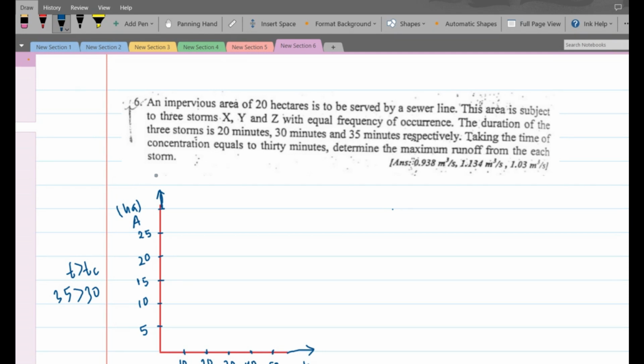Question number 6. An impervious area of 20 hectares is to be served by a sewer line. This area is subjected to 3 storms X, Y, Z with equal frequency of occurrence, and the duration of these 3 storms is 20 minutes, 30 minutes, and 35 minutes respectively. Taking the time of concentration equal to 30 minutes, determine the maximum runoff from each storm. So we need to calculate the maximum runoff from each storm, right?